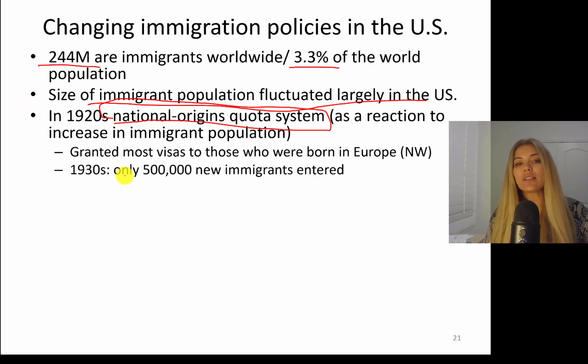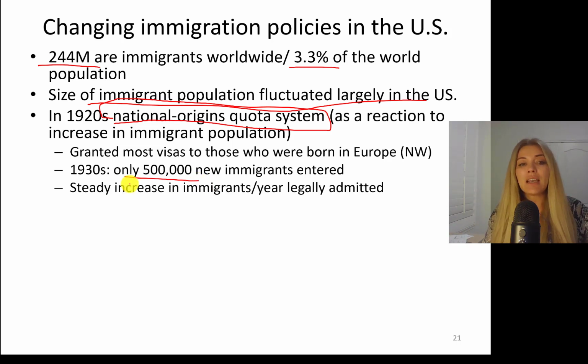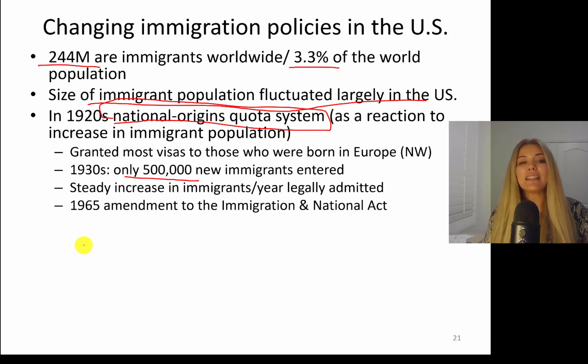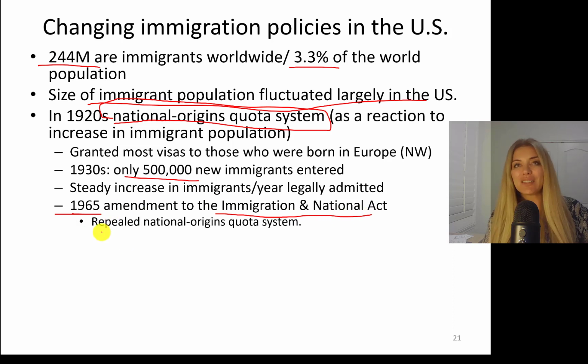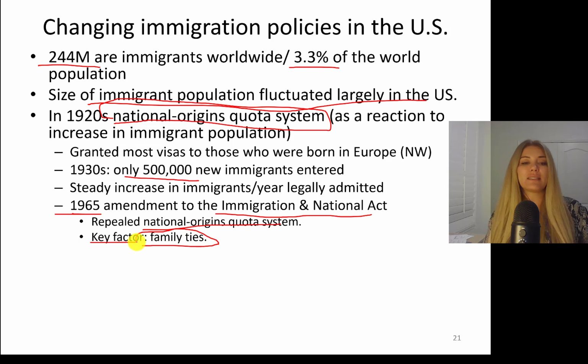In the 1930s, only about 500,000 new immigrants entered in the entire 10-year period. One reason was the U.S. economy was in the Great Depression. Since then, we are experiencing a steady increase in the immigrant population in the United States. This is the yearly legally admitted immigrants. In 1965, there was an amendment to the Immigration and Nationality Act. They took away the national origins quota system, but they actually emphasized family ties, so in the 1960s, okay?